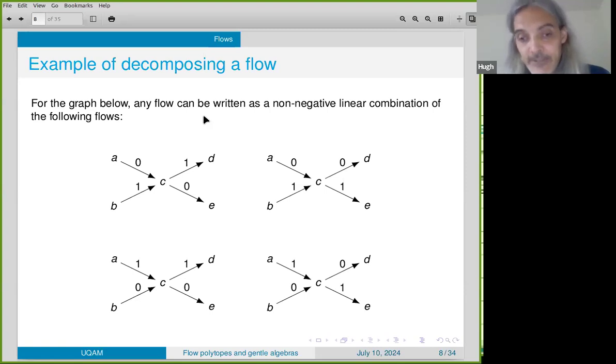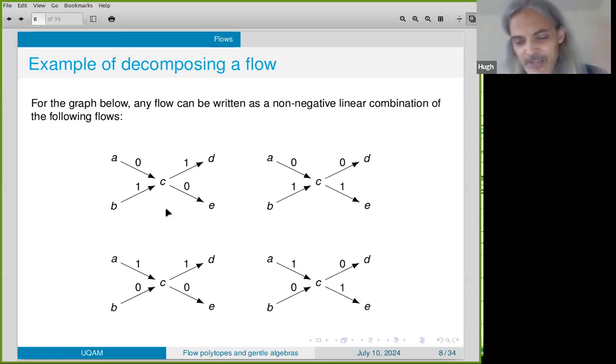So it turns out that for this smaller graph, which is actually going to be our example graph throughout the talk, where we just have these 5 vertices, you can see that each of these is a flow, and it has inflow 1 at vertex C and outflow 1 at vertex C. So each of these is a flow. And it turns out that any flow can be written as a non-negative linear combination of these 4 flows.